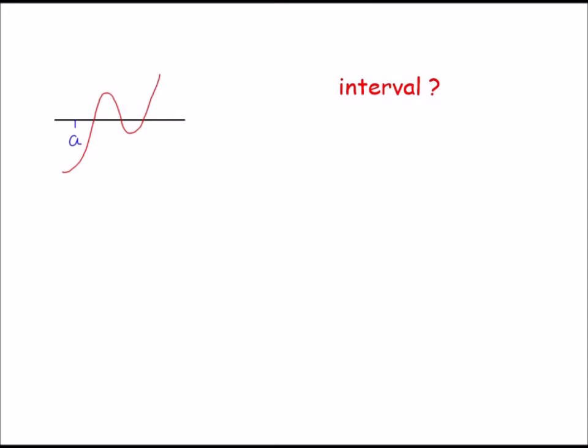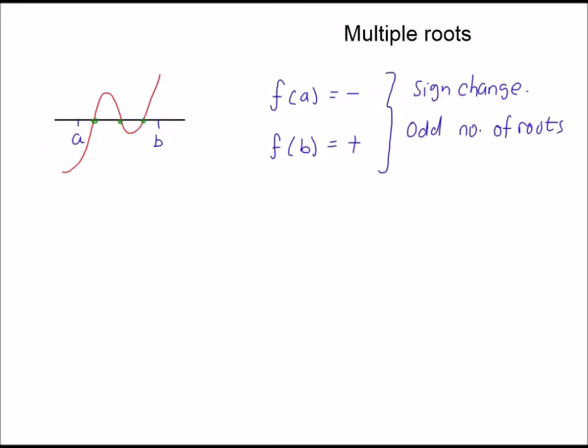In this example, the lower limit A is given. If the upper limit was here somewhere, that would be sensible. We can see there's one root in the interval A to B, a single root. However, if the interval's too wide, you might find you have multiple roots in the interval. So here we have 3 roots, and we have gone from a negative y coordinate to a positive one.